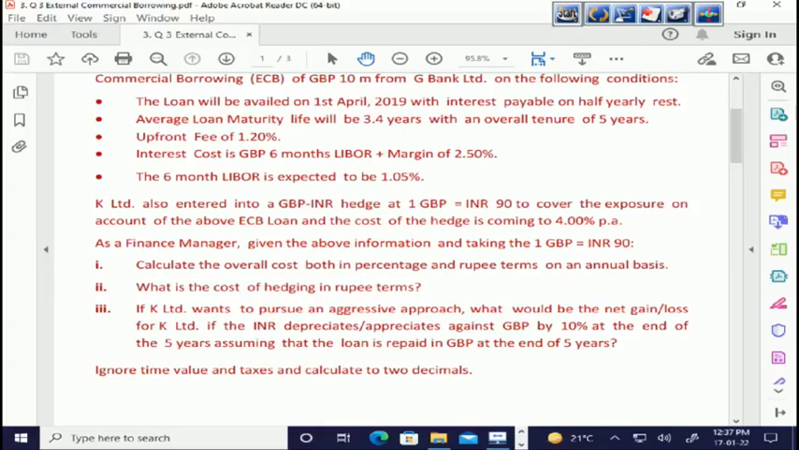As a finance manager, given the above information and taking 1 GBP equal to 90 rupees, calculate the overall cost both in percentage terms and rupee terms on an annual basis. So we have to find out the overall cost. There are 3 costs. Number 1, the interest cost, which is LIBOR plus 2.5, 3.55%. The second is the upfront fee, which has to be made per annum. So I divided it by 3.4 and we get 0.3529%. And the third is the hedging cost, which is 4% per annum. Let's add all the 3.